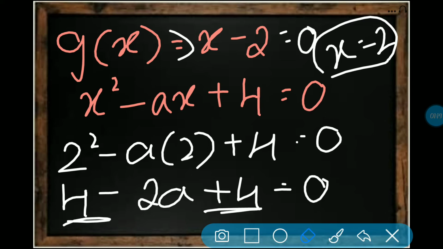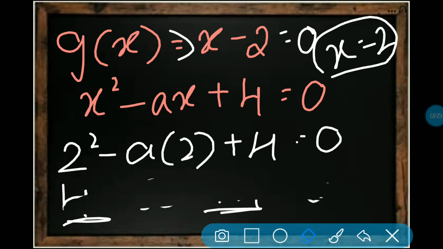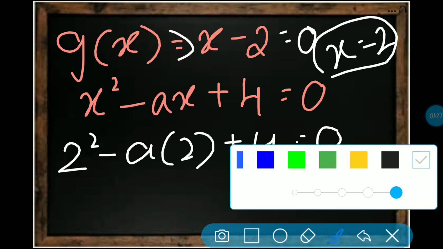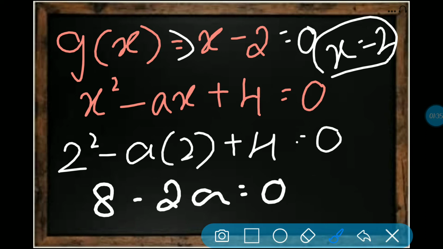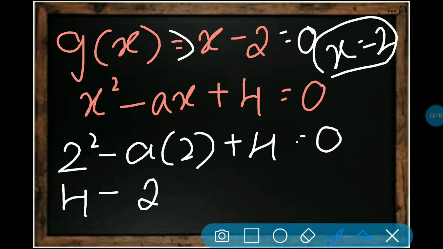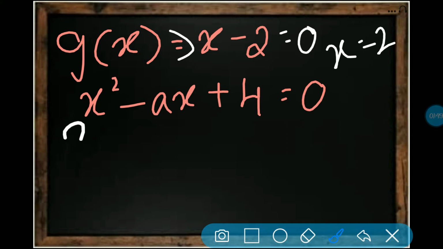So instead of that, what we will do? We will erase this and we will write 4 plus 4 is 8, right? So I will write that here. So this is 8 minus 2a is equal to 0, right? Then I'm going to just erase all this stuff. Okay, fine. So now we got that 8 minus 2a is equal to 0.